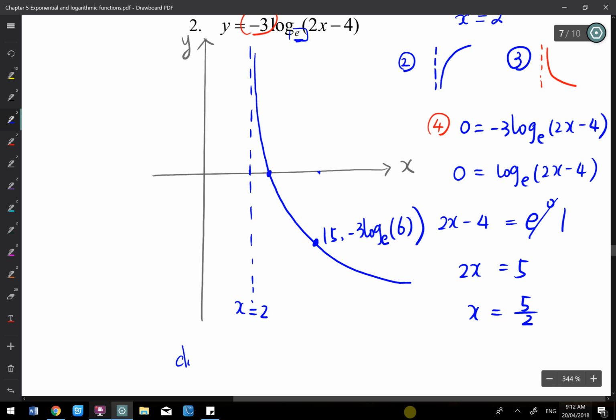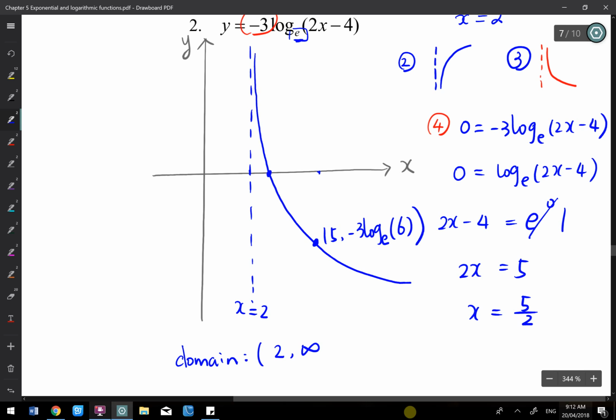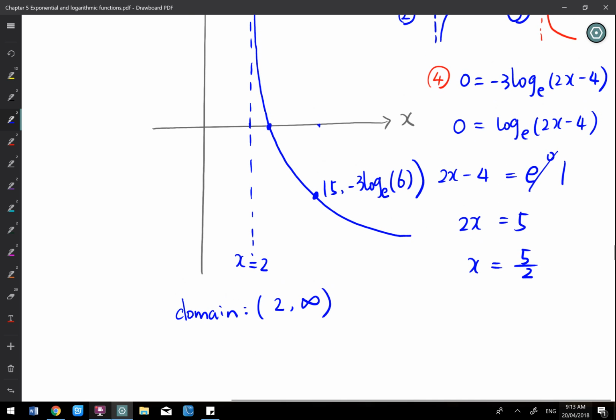Then what's the domain? What's the domain for this question? See from the graph, what's the domain? Not that hard. 2 to infinity, not inclusive, 2 from the right hand side. Okay, that's how we sketch for log.